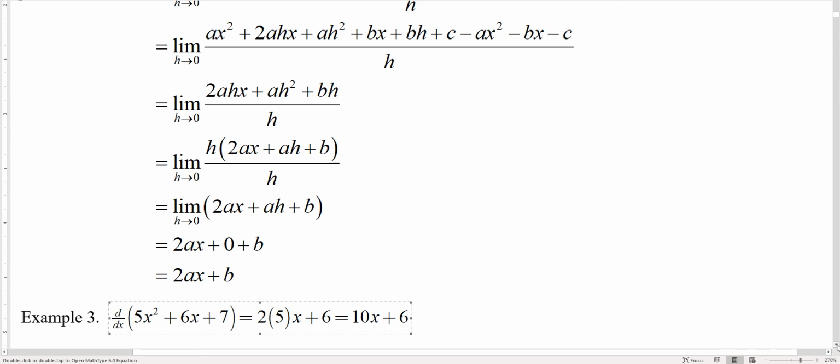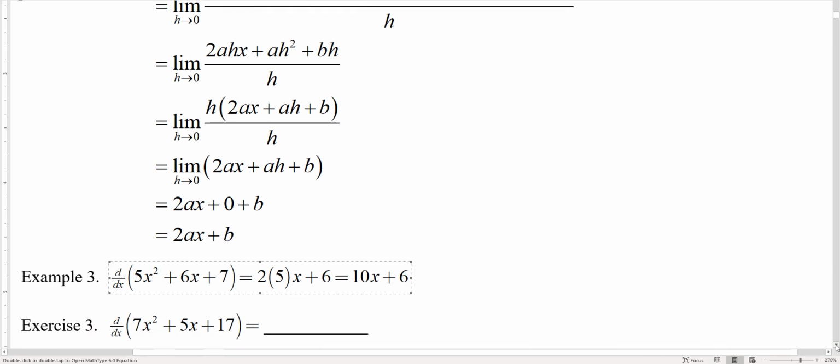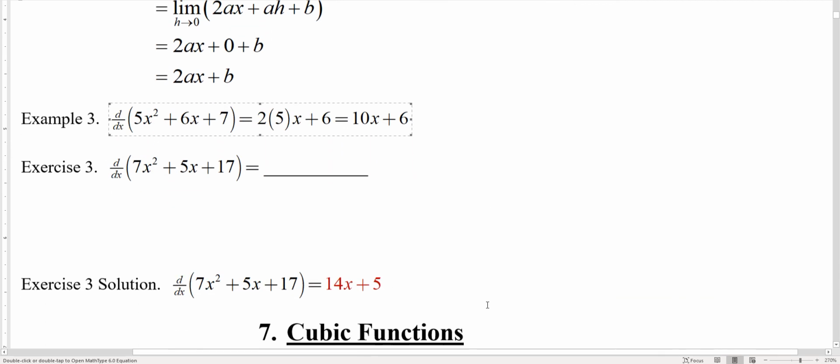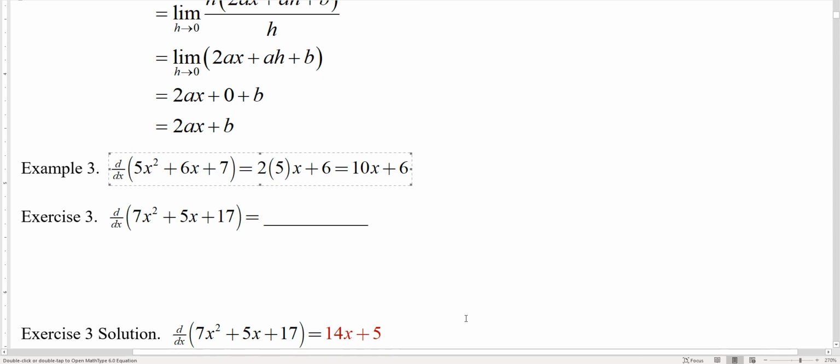Okay? Let's see if you can do one. I bet you can just write the answer down to this one. I bet you don't have to do anything fancy. Just do the whole thing in your head. It's pretty simple. Okay? What's that derivative? Well, you just take the 2 times the 7 is 14, and the x goes down to the first power. And then this one just has the coefficient of 5, and the last part doesn't matter. It goes away altogether. So 14x plus 5. So there is how we can do the derivative of a quadratic function.